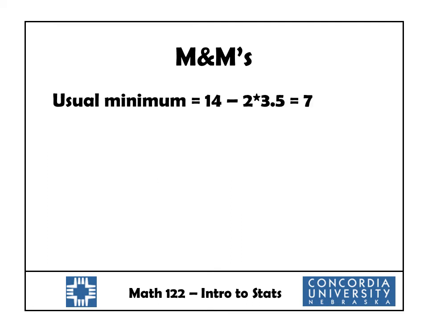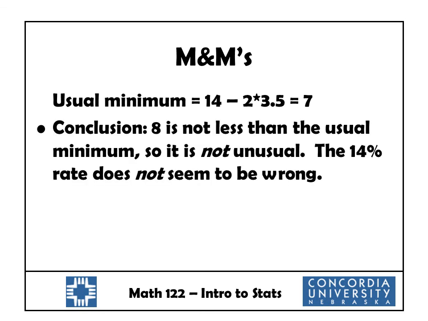Well, we can use our range rule of thumb to calculate a usual minimum number of yellow M&Ms. Usual minimum is the mean minus 2 times the standard deviation. 14 minus 2 times 3.5, and that comes out to be 7. So 7 or fewer M&Ms would be considered unusually low. Well, in this case we got 8. 8 is not less than the usual minimum, so it is not unusual. It is less than what we would expect, but it is not unusually small.